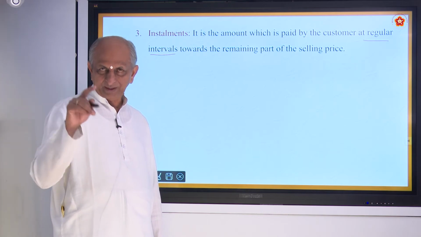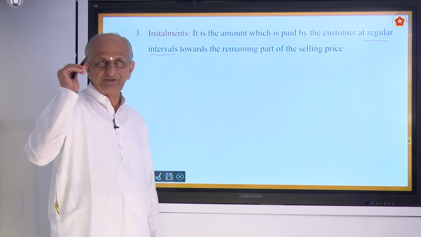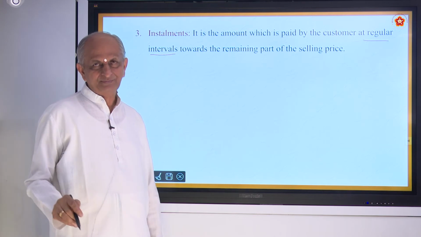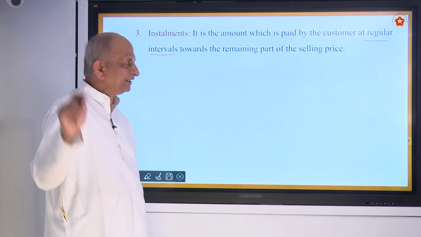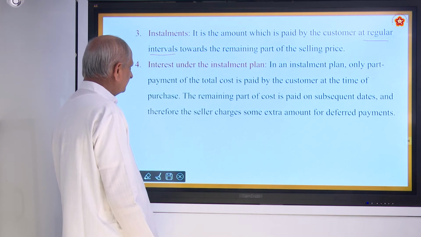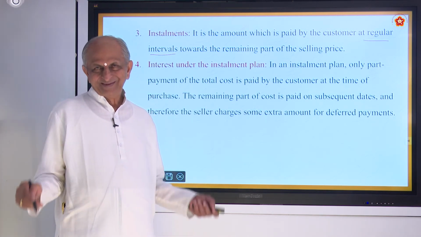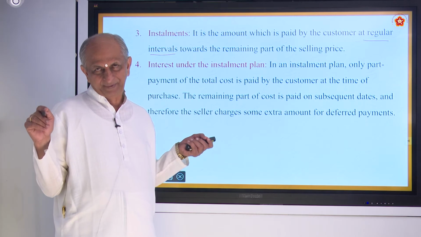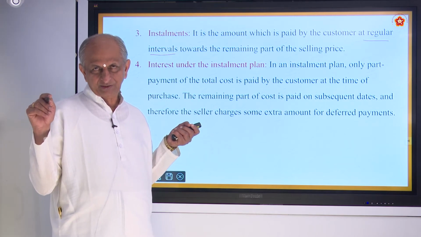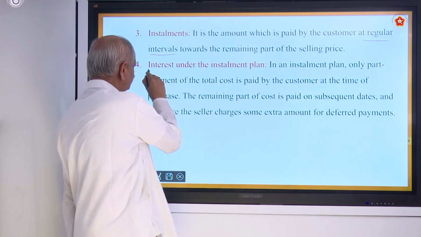Monthly, quarterly, semi-annually, or you can also call it half yearly. Then you have yearly, like that. So that is called installment. And by this, the shopkeeper or the salesman, what does he get? He will get interest.